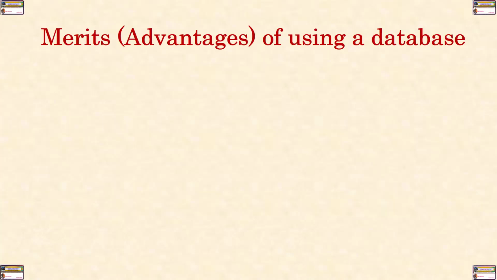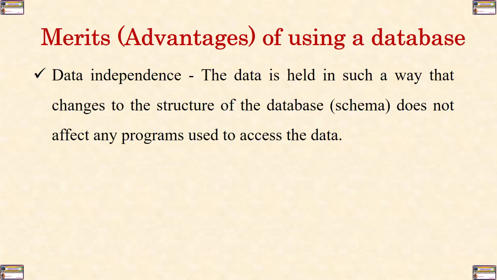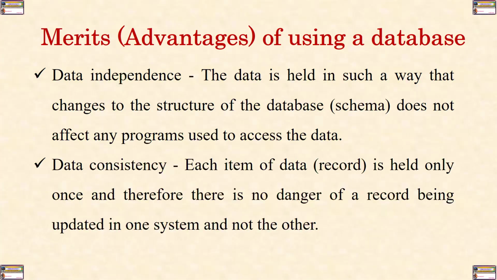Let's begin by looking at the merits, that is the advantages of using a database. For example, Microsoft Access Database by the title or by the name Emily Swap School. One, database gives you what we call data independence. This is whereby data that is held in your database is held in such a way that changes to the structure of the database or schema does not affect any programs used to access the data.